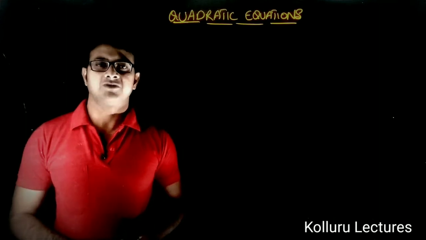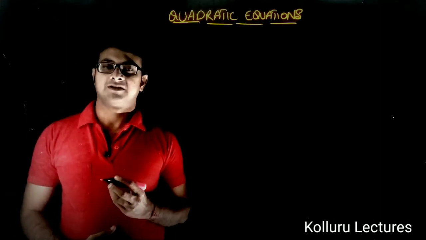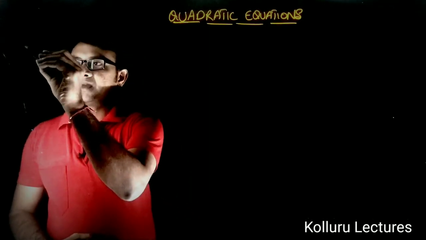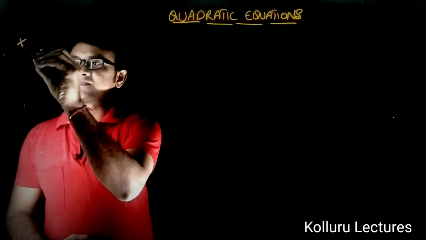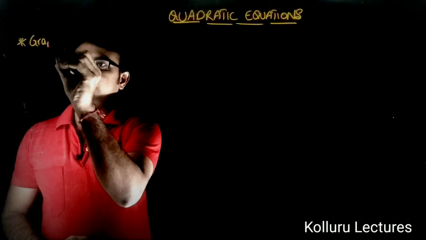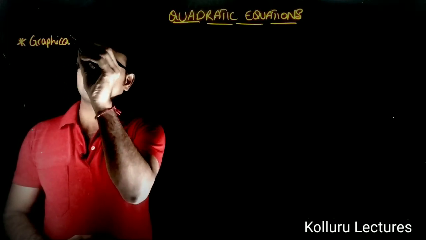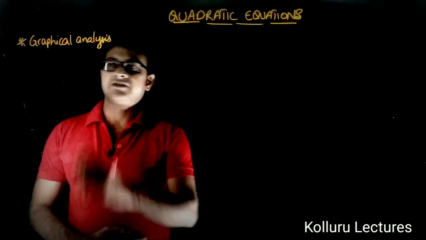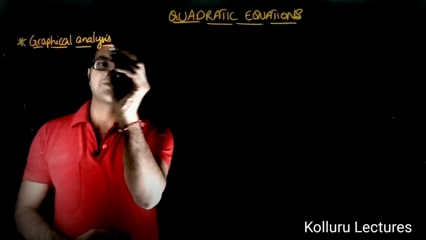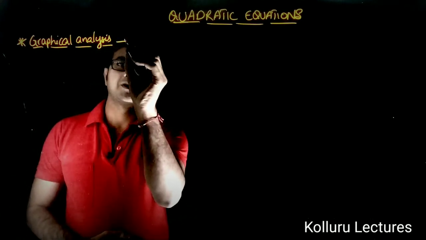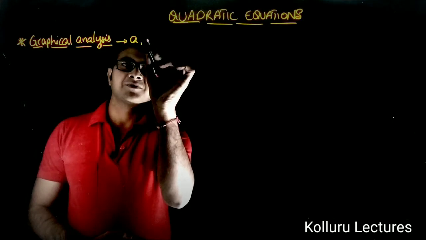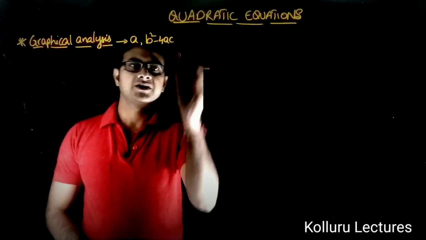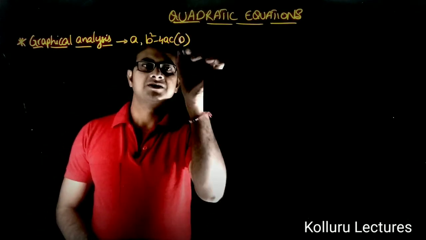Today we are going to discuss the graphical analysis, which is the continuation of the previous video. So now let us go for the graphical analysis. As per the last video, we have discussed two factors: a, and at the same time b square minus 4ac, which we will call d.